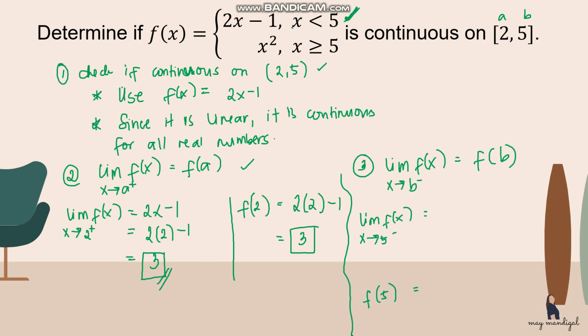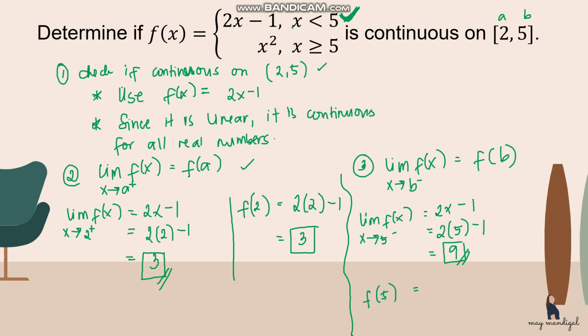So what are those numbers? We can have 4.5, 4.999, 4.998. So if we will look at the given conditions here, we have x is less than 5, x is greater than or equal to 5. Since what we want are the values from the left of 5, that means it should be less than 5. So we will be using this subfunction again, 2x minus 1. And again, since this is linear, we can just do direct substitution. So 2 times 5 minus 1. So we have 10 minus 1 is 9.